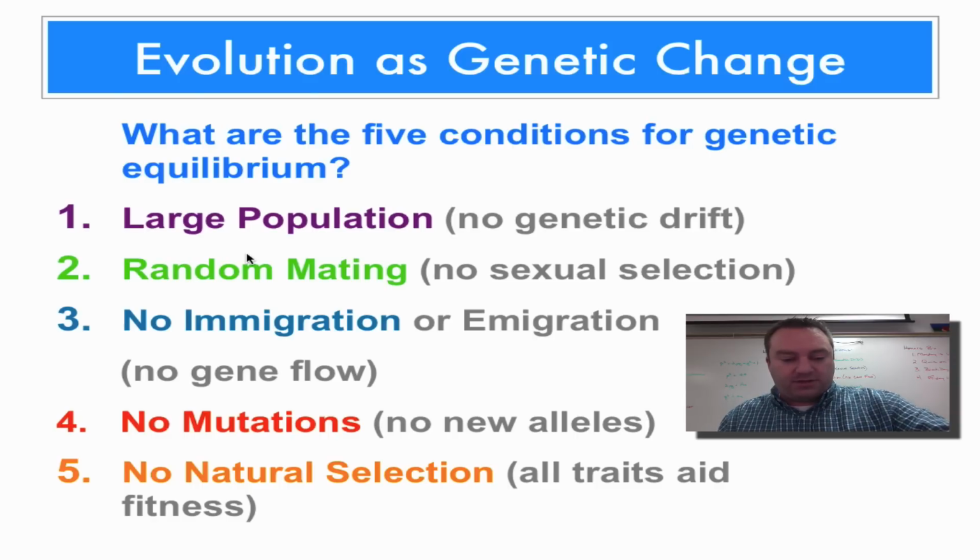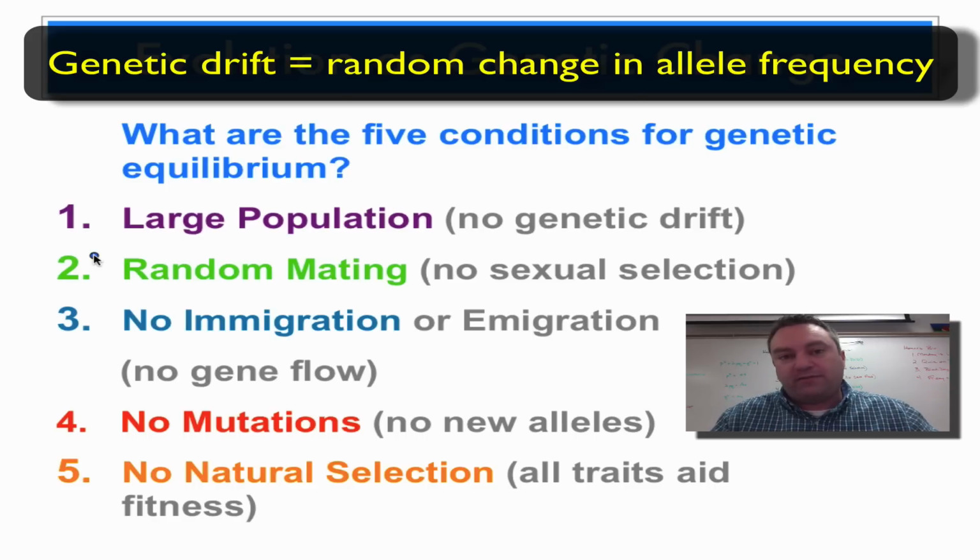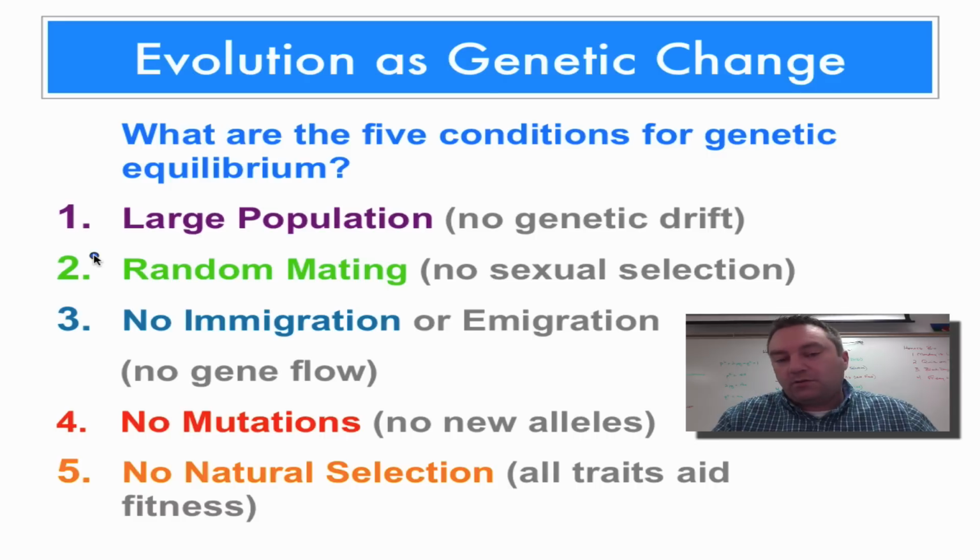All right, so here's what these guys are. First of all, you got to have a very large population. On the previous episode, we learned about genetic drift. Genetic drift is defined as the random change in allele frequencies, and this only affects small populations. So if we have a large population, we're not going to have any genetic drift.